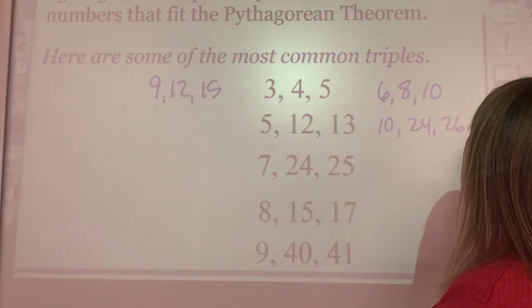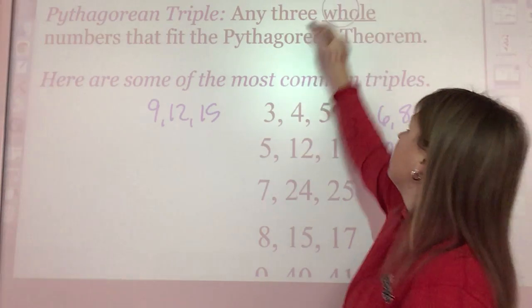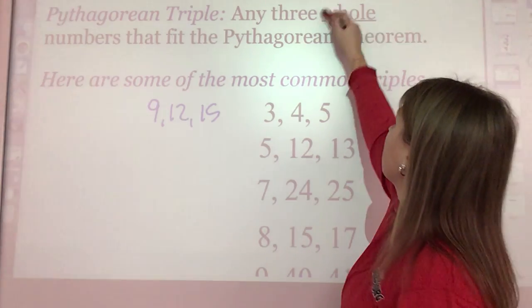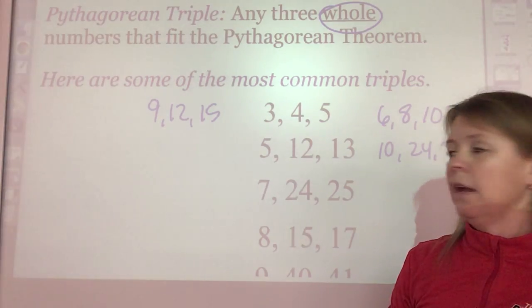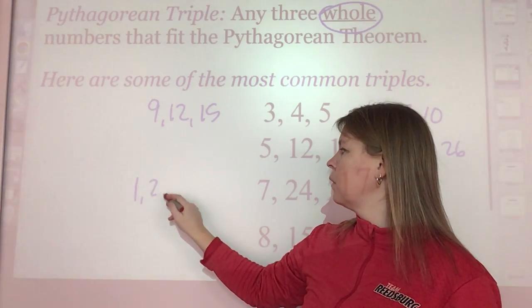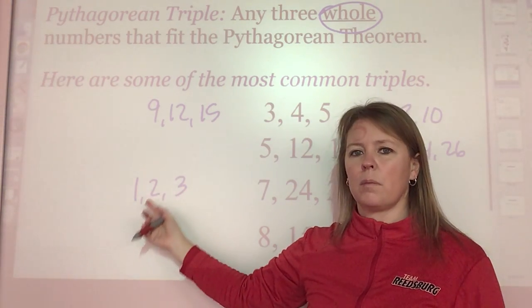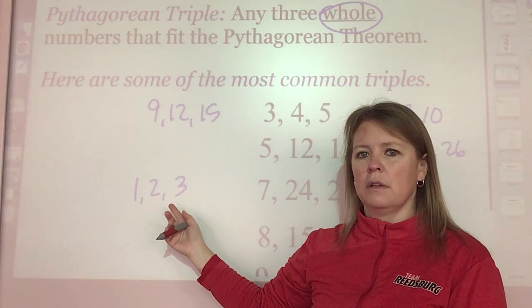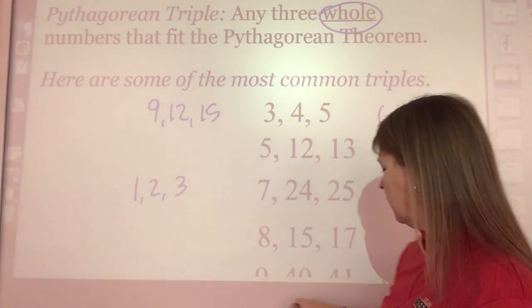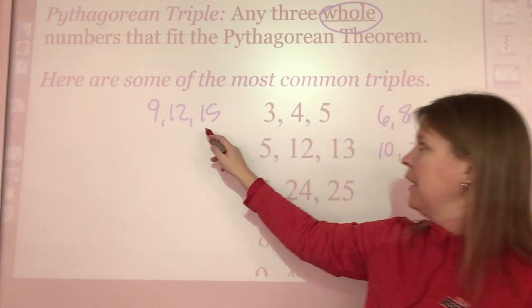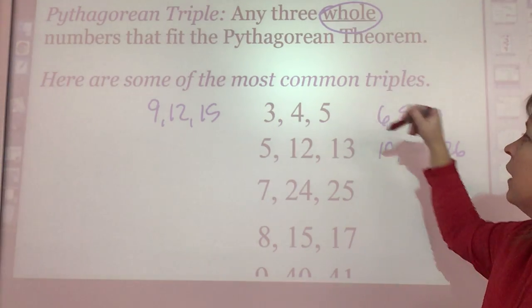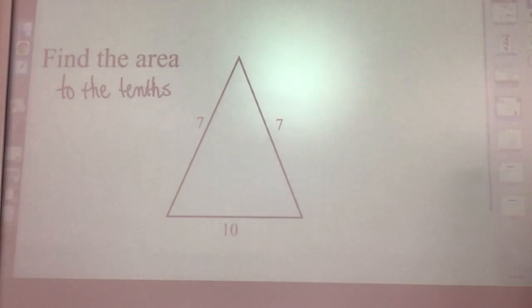How do you know if it's a triple or not? All 3 of them are whole numbers. Oops, I was supposed to circle that. All 3 of them are whole numbers. And you can't say, oh, then I'm going to use 1, 2, and 3. Well, that doesn't work because 1 squared plus 2 squared is 5, not 3. So it has to fit the Pythagorean theorem and all be whole numbers.